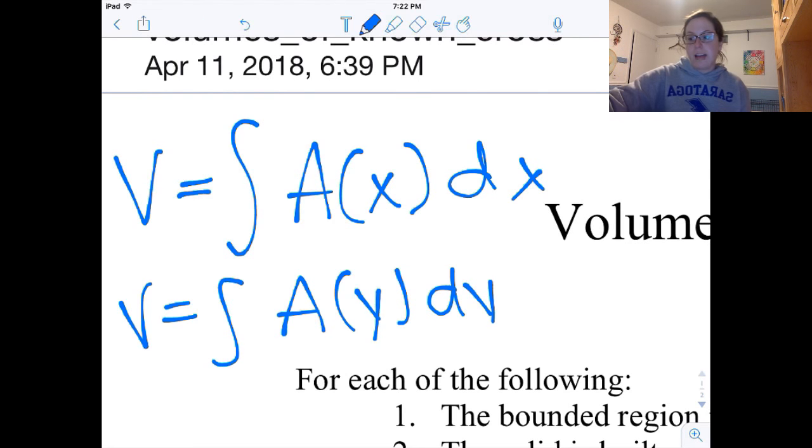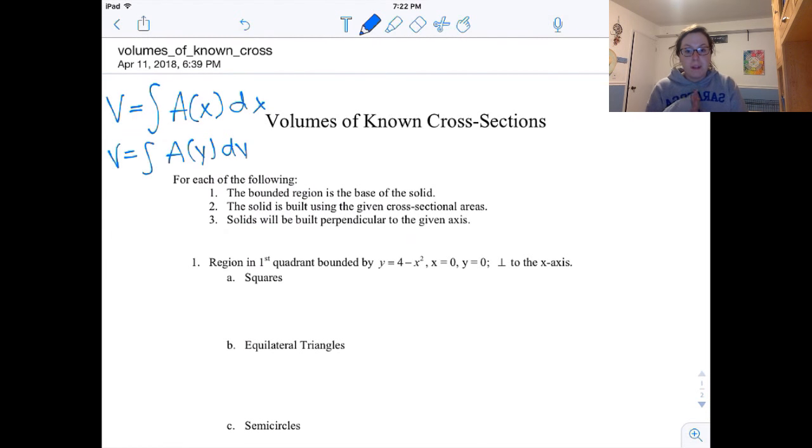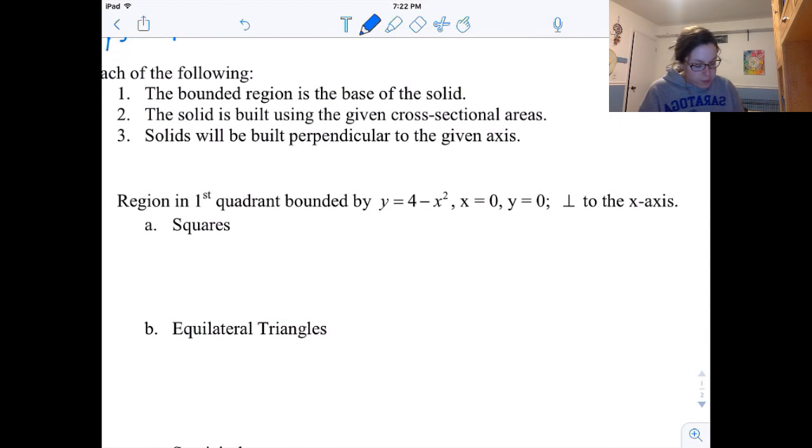That almost spilled a whole tower of foam. All right, so we're going to do a couple of these. We want to look at the bounded region first, then what the area of a cross-section would be, so what type of cross-section we're putting on top of it, and then which axis we're building perpendicular to. So let's start with the first one. We're going on the region in the first quadrant, bounded by y equals 4 minus x squared, x equals 0, y equals 0, and we want cross-sections perpendicular to the x-axis.